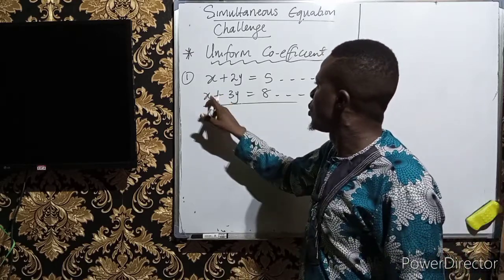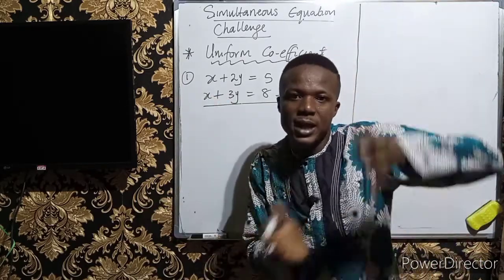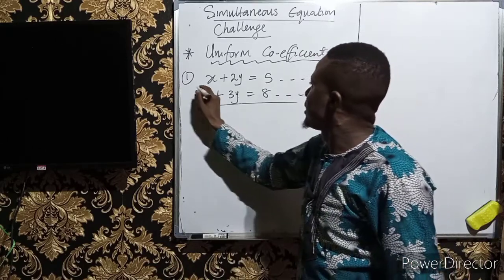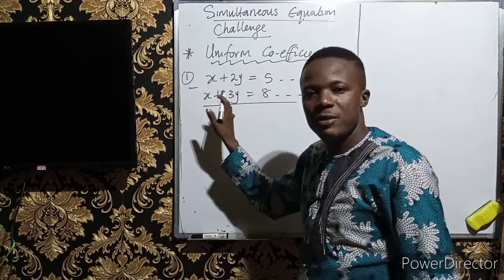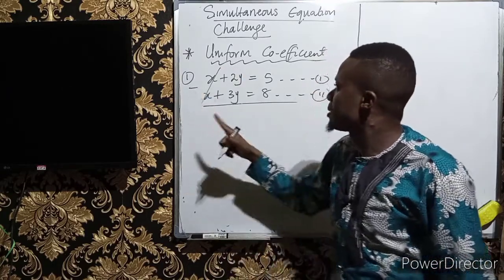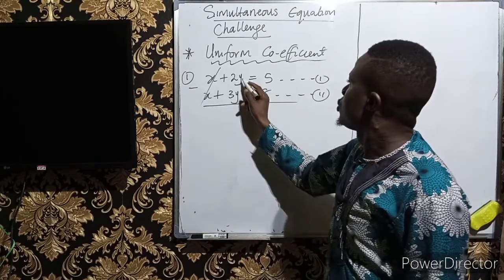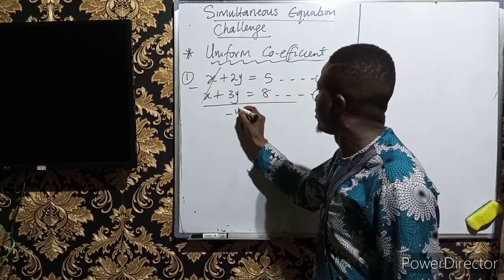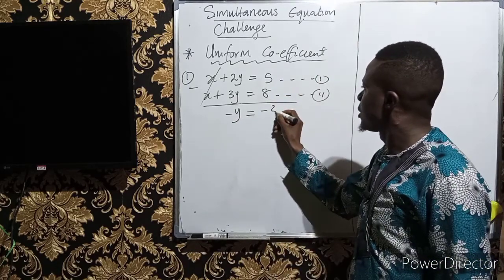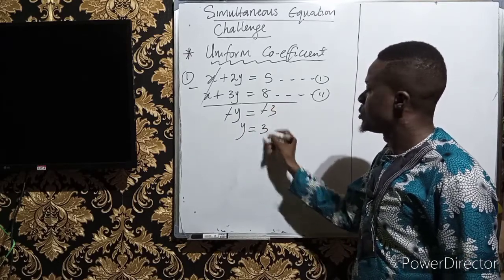So here x is equal to x. If I say x plus x, it will give me 2x, which means x is growing, x is not being killed. But when I say minus, x minus x will give me 0. Therefore, x has been eliminated. And since it is minus that helped me to eliminate x, I have to minus all through. So 2y minus 3y will give me minus y equals 5 minus 8, which is minus 3. Minus will cancel minus, therefore y is equal to 3.